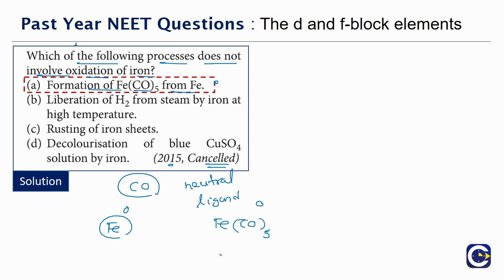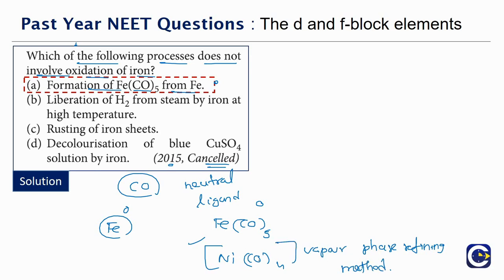In fact, we have complexes of the carbonyl group, like even nickel tetracarbonyl. This we will have in vapor phase refining also. We will talk about it. The vapor phase refining method for the refining of nickel, so we will form the vapors of nickel tetracarbonyl. Here also, what is the oxidation state of nickel? It will be 0.